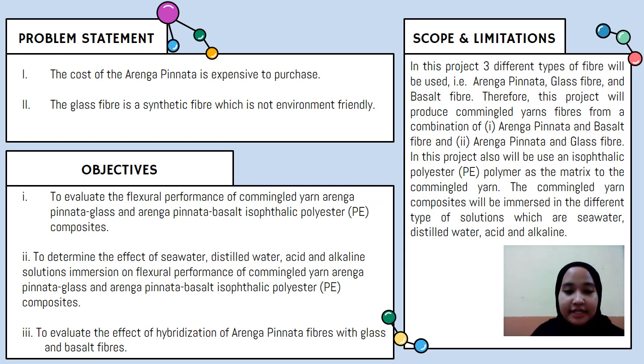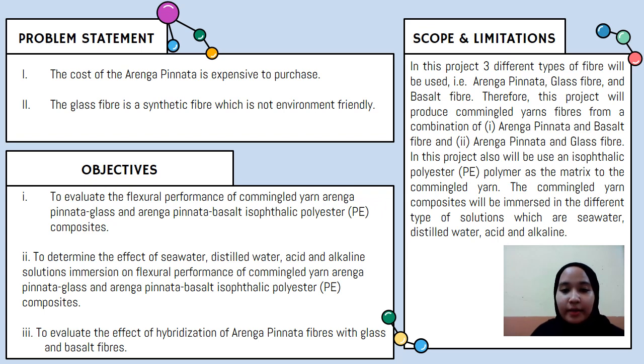Then the objective is to evaluate the flexural performance of commingled yarn Aringa pinnata glass and Aringa pinnata basalt isopropyl polyester composites. Next, to determine the effect of seawater, distilled water, acid and alkaline solutions immersion on flexural performance of commingled yarn Aringa pinnata glass and Aringa pinnata basalt isopropyl polyester composites. Lastly, to evaluate the effect of hybridization of Aringa pinnata fibers with glass and basalt fibers.